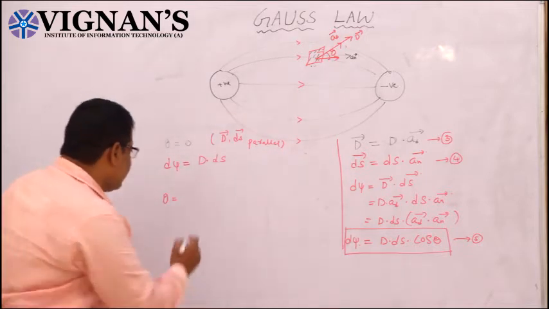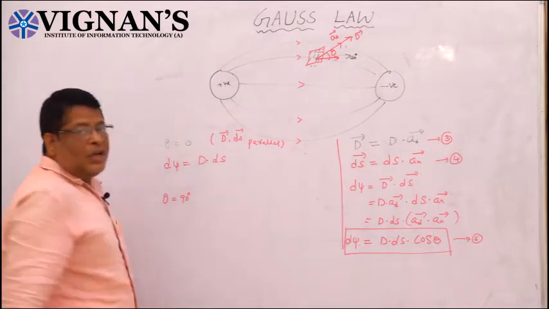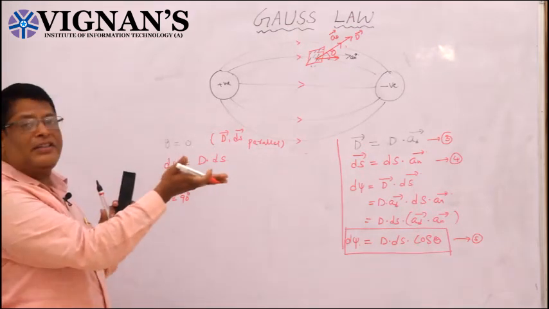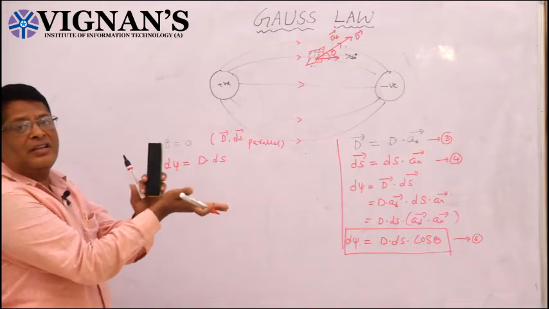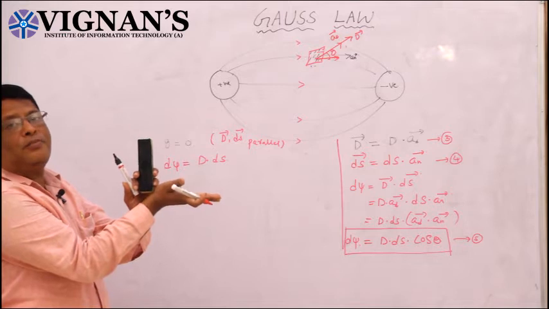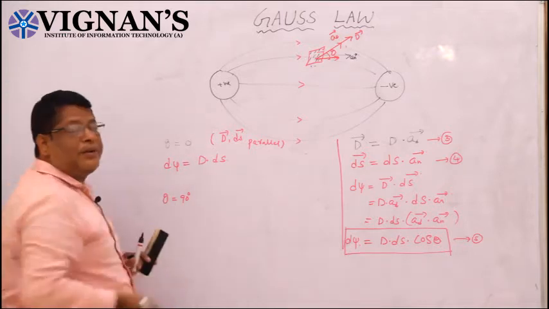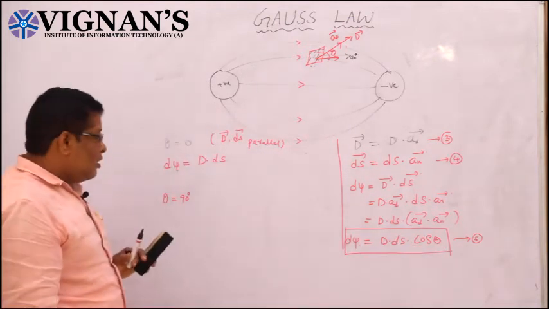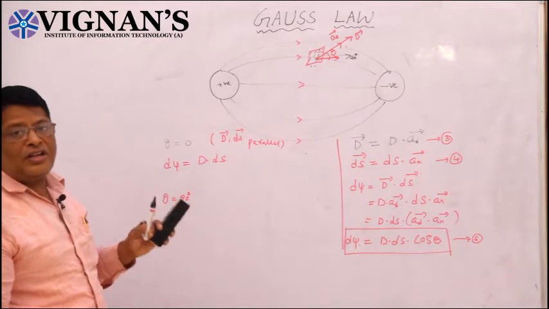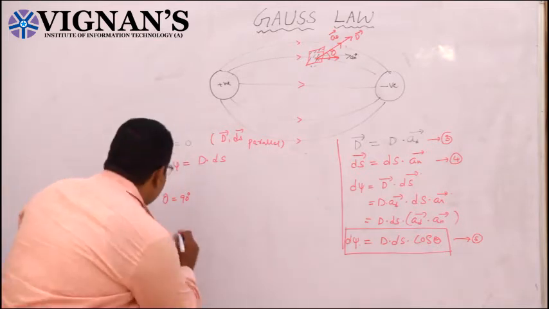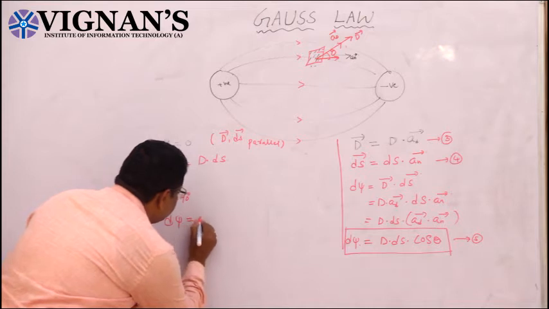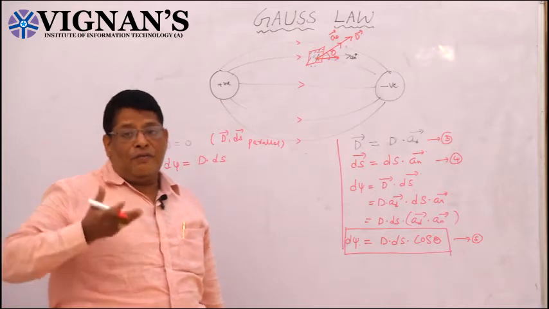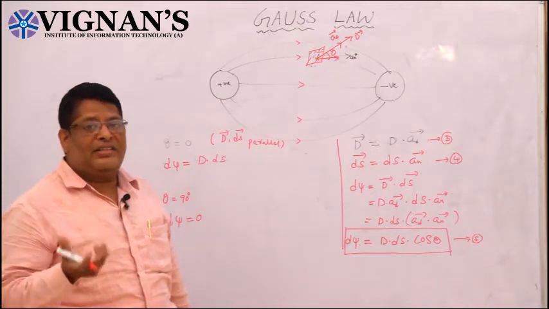If theta is 90 degrees, it means ds bar is in this direction and D bar is in this direction. It is not possible. The flux leaving the surface becomes 0. So in this expression, if you take theta equal to 90 degrees, D dot ds cos 90, the dψ becomes 0. Nothing but the flux is not passing through the surface area, where we cannot define the flux density.